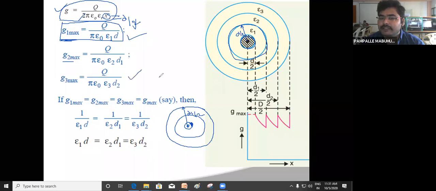So in a similar way, you consider the third layer. So you find out the maximum potential gradient. The maximum potential gradient for the third layer, G3 max, is equal to Q by pi epsilon naught epsilon 3 d2 you will get. So that means from here to here you will be having the distance d2.